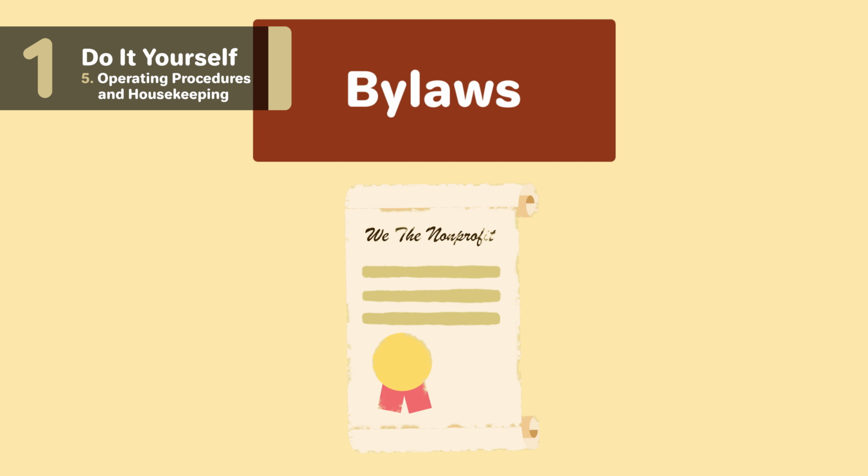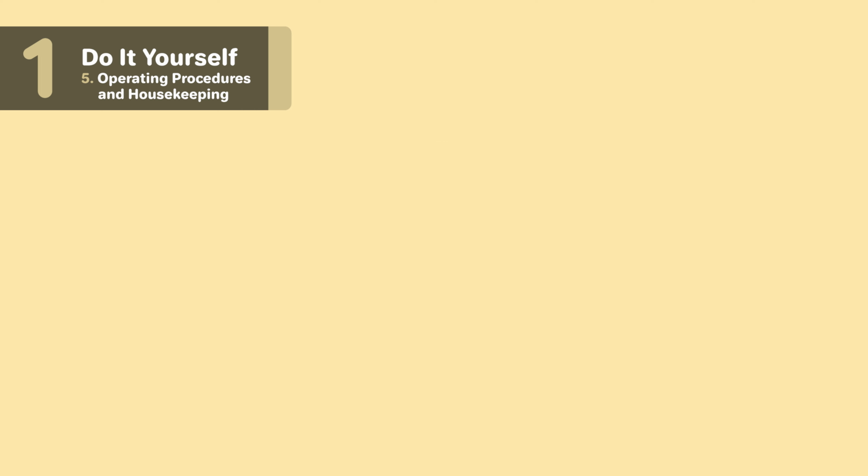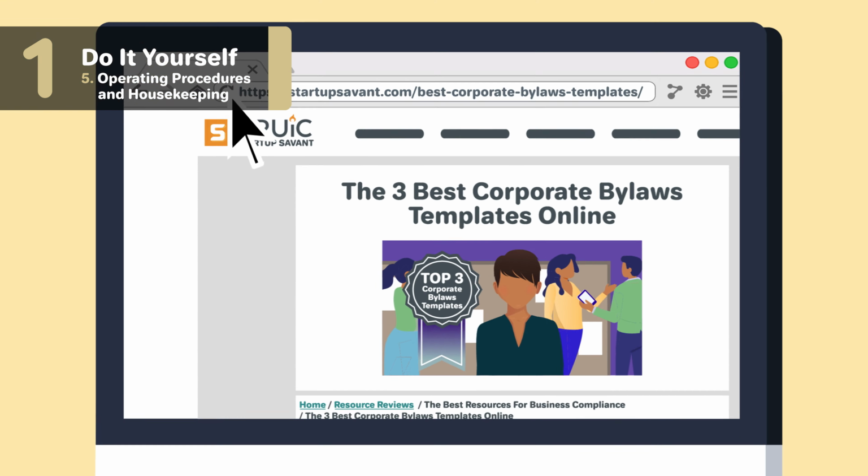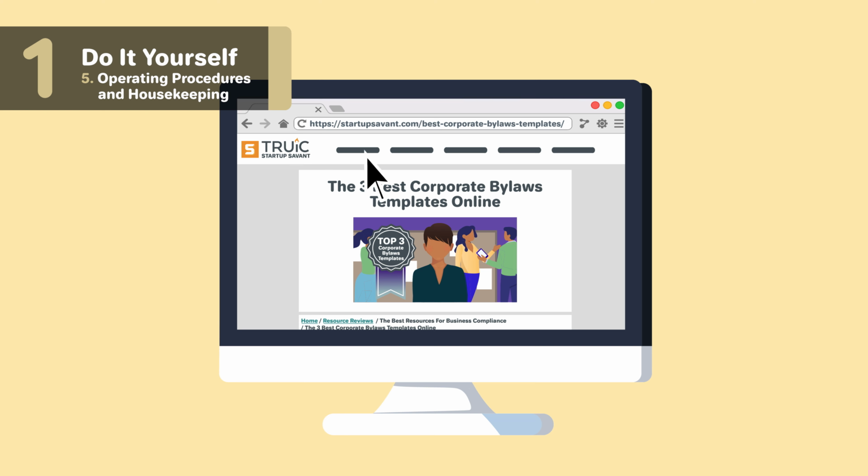It makes the rules and priorities clear for everyone involved. In your bylaws, be sure to include how the nonprofit will be governed, the roles of directors and officers, how meetings are held, voting procedures, electing officers or directors, how records will be kept and managed, how disputes will be handled, and how bylaws will be added and amended in the future. When you're ready to get started, check out some bylaws templates linked in the description below.